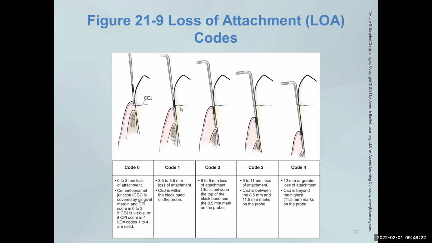Code 1, all right, you're just at the black band. Code 2, all right, the black band, but you can still see some of it. And then codes 3 and 4 are the deeper areas. You're not seeing any of the black band, or there's attachment loss, visible recession.